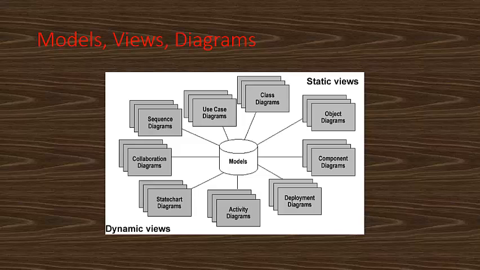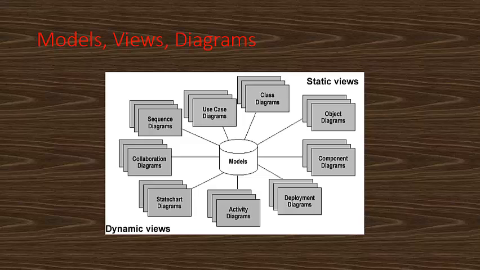Now we have this model describing the model's views and diagrams, which includes use case diagrams, class diagrams, object diagrams, component diagrams, deployment diagrams, activity diagrams, state chart diagrams, collaboration diagrams, sequence diagrams. Now we will discuss a few diagrams among these. To begin with, the use case diagrams.